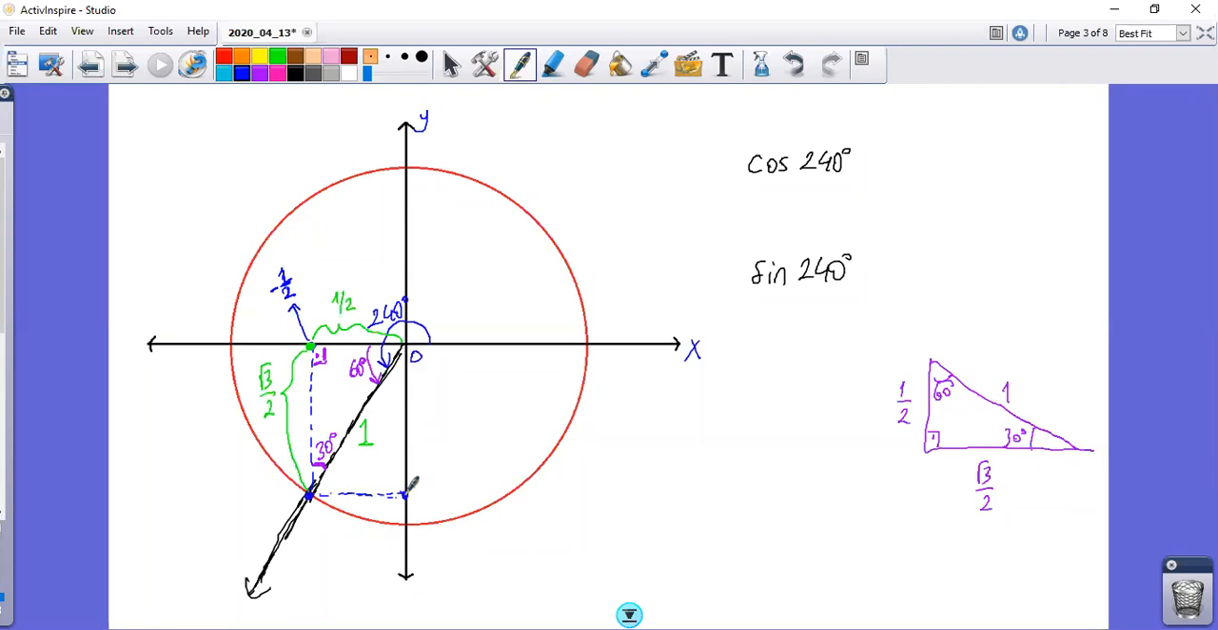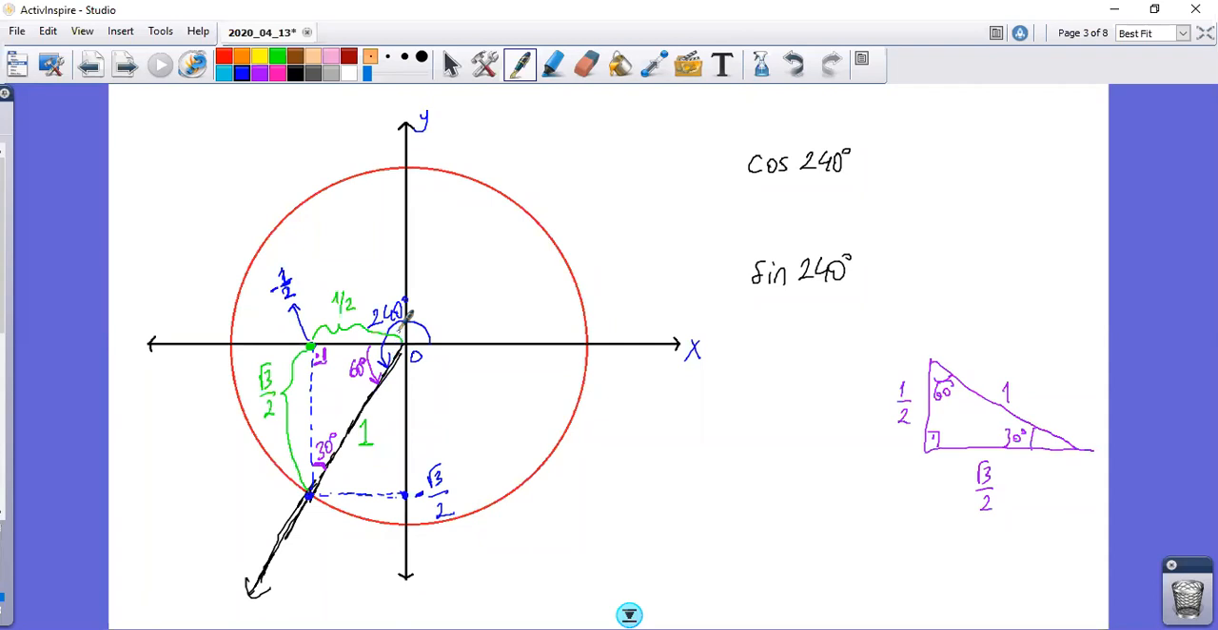Now you can answer. Please tell me what is the y coordinate of this point, because the length is root 3 over 2. Minus root 3 over 2. Thank you very much. Negative, minus root 3 over 2. I hope this is clear.